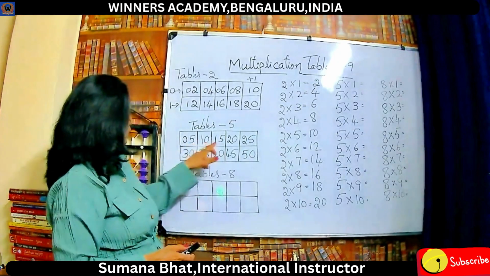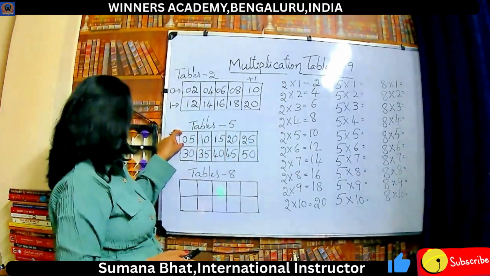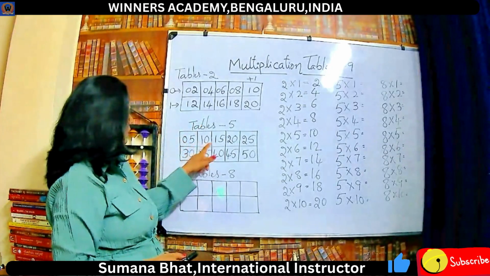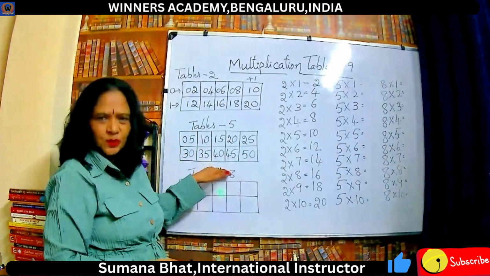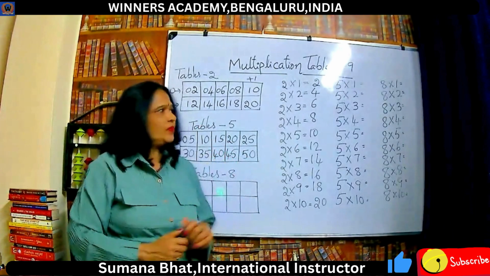First we wrote 5, 0, 5, 0, 5, 0, 5, 0, 5, 0. Then, from the first row, what have we done? 0, 2 times 1, 2 times 2, 2 times 3, 2 times 4, and once 5. Now the table of 5 is ready.